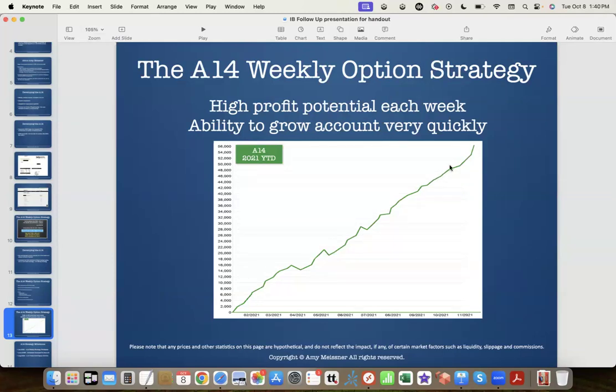this is just showing profits only. Was able to grow an account very quickly. And as you can see, of course, there's going to be some losses, but they're not hurting the trade very much, and they're easily made up pretty quickly because it's a weekly trade.